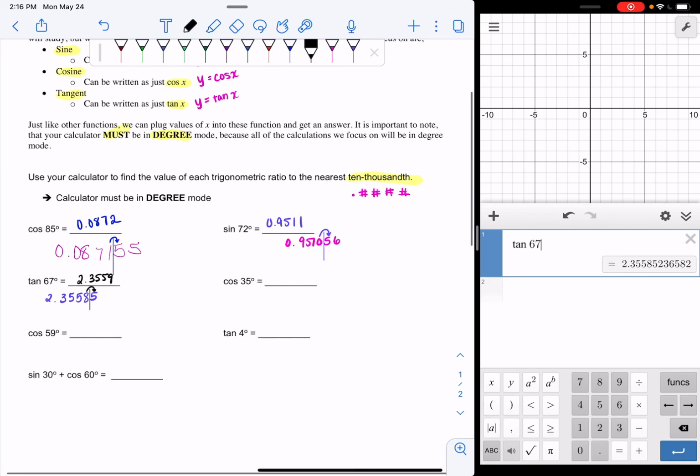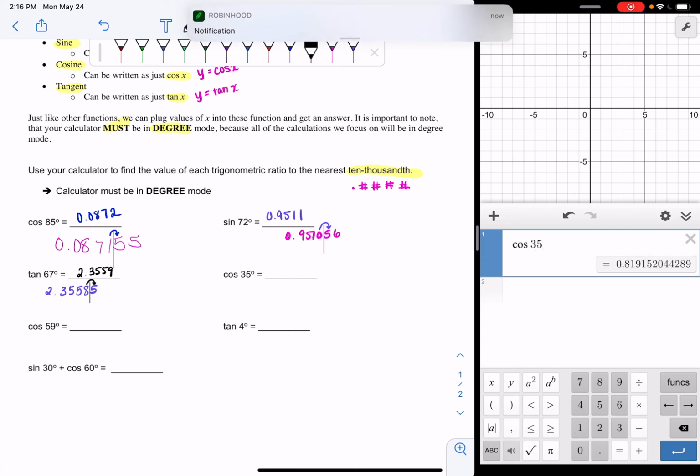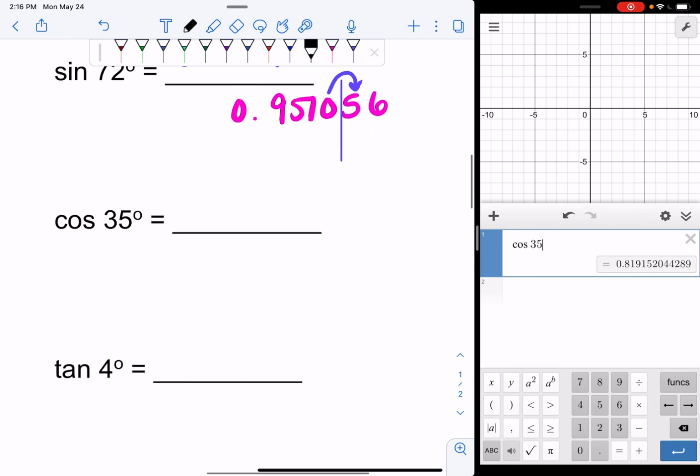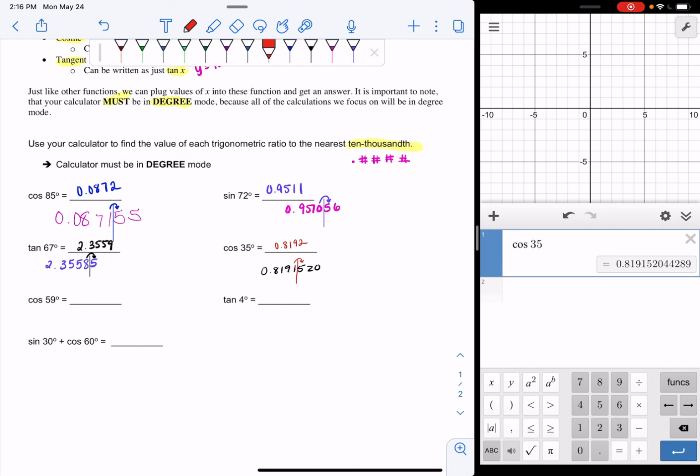Try to do the cosine of 35. I type it in. That's my favorite trig function because it has my initials. I get 0.8191520. I want to round to the nearest 10,000th, so 1, 2, 3, 4. That 5 makes my 1 become a 2, so I get 0.8192. The cosine of 35 is 0.8192.